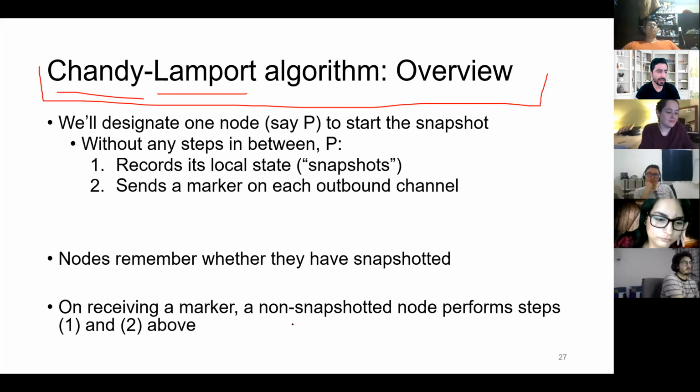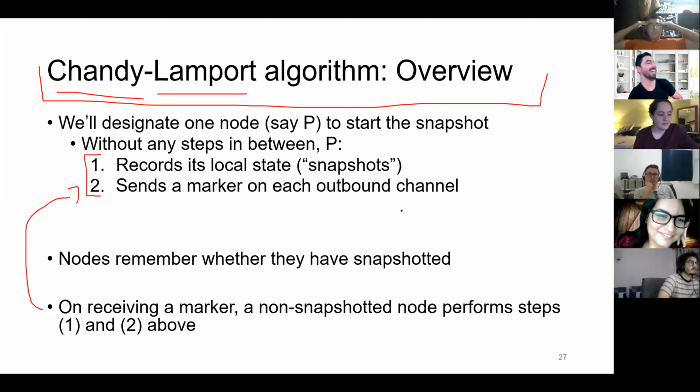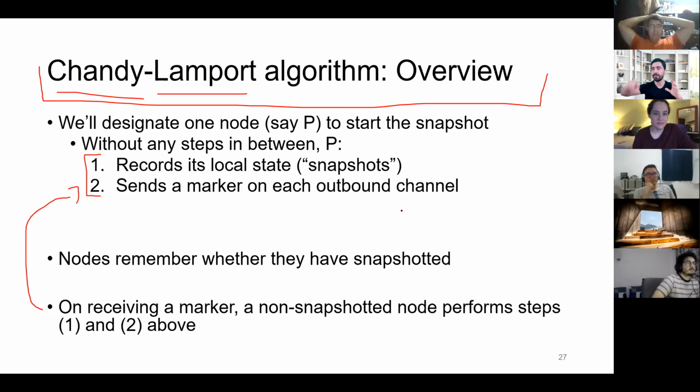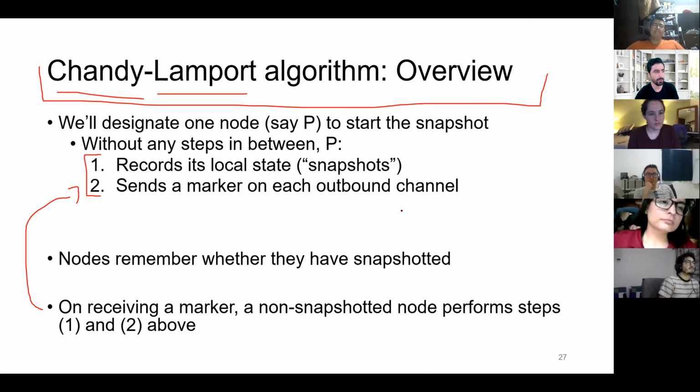On receiving a marker, a non-snapshotted node performs step 1 and 2 here. So what is happening, in plain English: process P starts, takes a snapshot, sends the markers in the outgoing channels. I need to remember I already have the snapshot. So when this marker arrives at the other process, let's say Q in our example, the process records its local state and then sends the marker back to the process P.